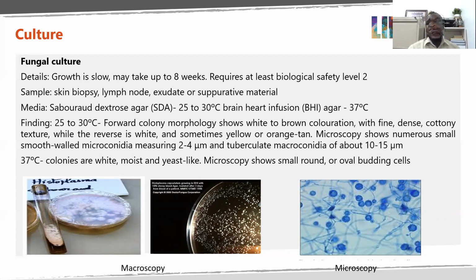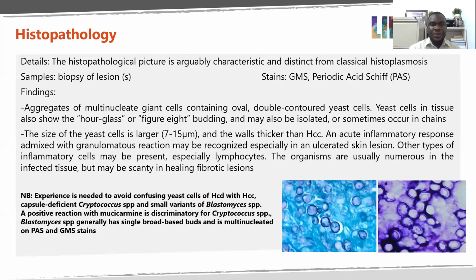And then mostly it's important to use the fungal stains, so silver stain or periodic acid-Schiff, so that it demonstrates the yeast cells proper. On microscopic examination, you're likely to see aggregates of multinucleate giant cells containing the oval double-contoured yeast cells. In the tissue too, they exhibit the hourglass or figure 8 pattern.